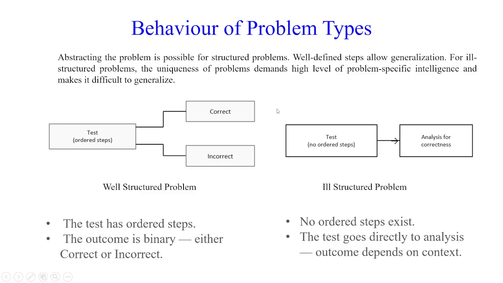So for a well-structured problem, the test has ordered steps. You can apply the algorithm, you reach a result, and the outcome is binary. That is, the answer is either correct or incorrect. So there is no gray area in this. But for an ill-structured problem, there are no ordered steps in the testing process. The evaluation goes directly to the analysis part, and the outcome depends entirely on the context of the situation.